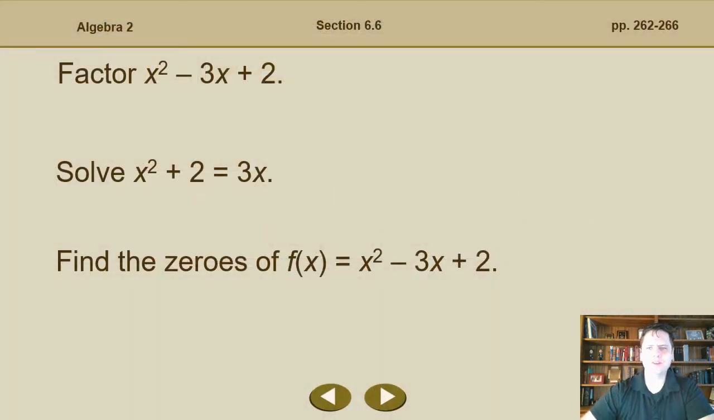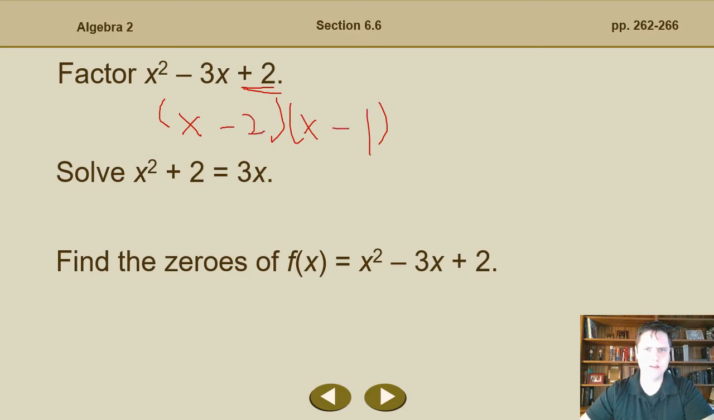So just to do a quick warm-up here, this first one says factor x squared minus 3x plus 2. So again, we would just set this up as two binomials. We would have an x and an x. And we would think, what is it that multiplies together to make a positive 2 that can add together to make a negative 3? And in this case, you should be thinking about negative 2 and negative 1. If we FOIL this out, we'll get this answer.